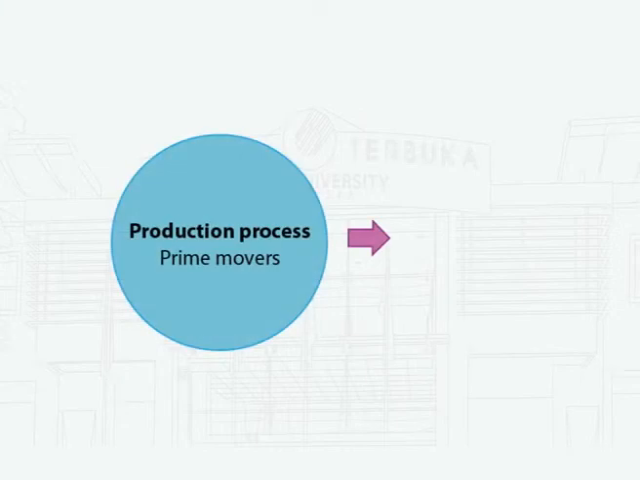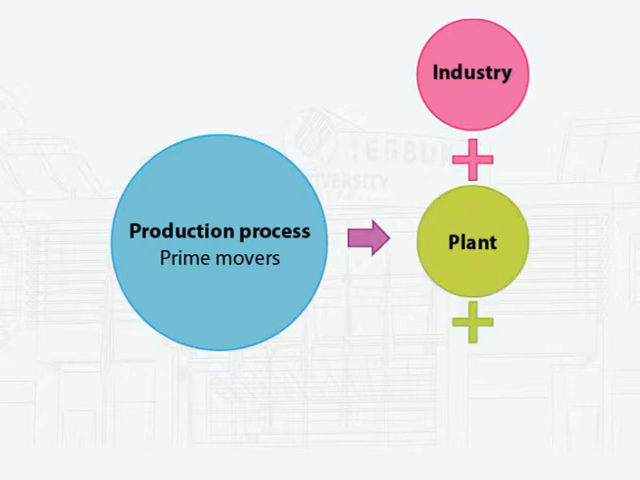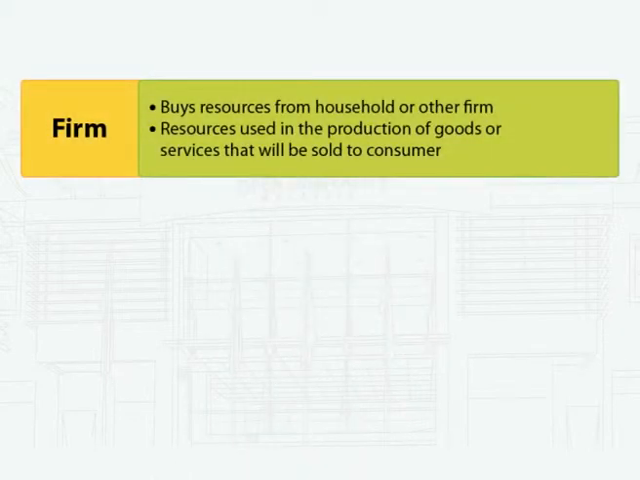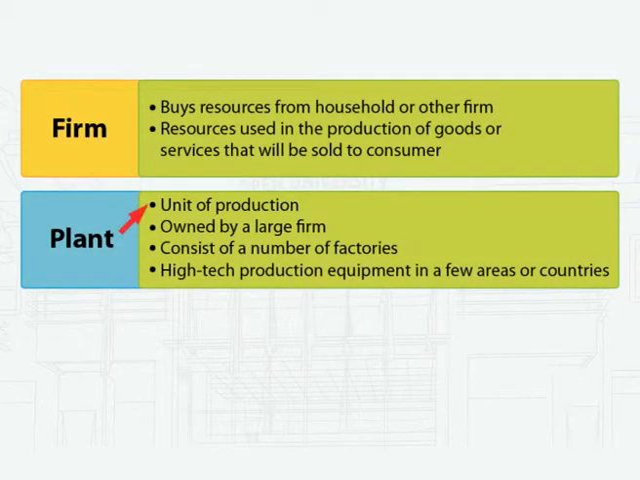The three prime movers in the production process are industry, plant, and firm. What is meant by industry, plant, and firms? We will look at the following explanations. A firm is an organization that buys resources from the household or other firms to be used in the production of goods or services that will be sold to consumers. Plant is a unit of production, while the firm is a unit of ownership and control.